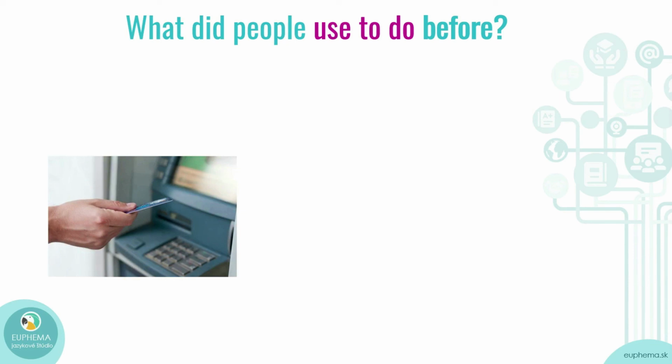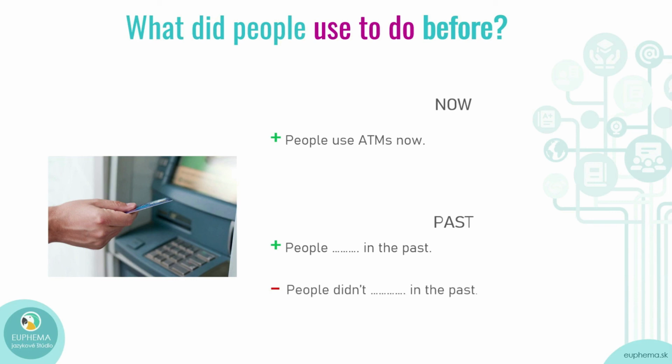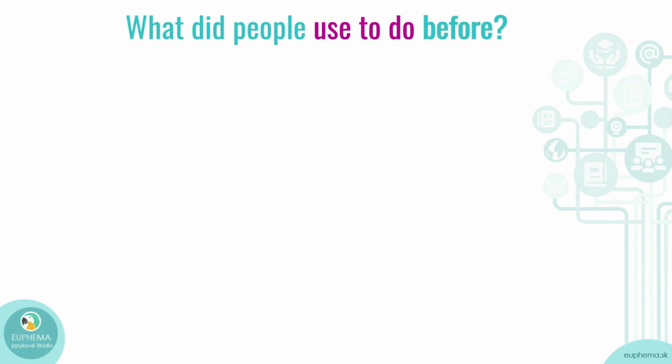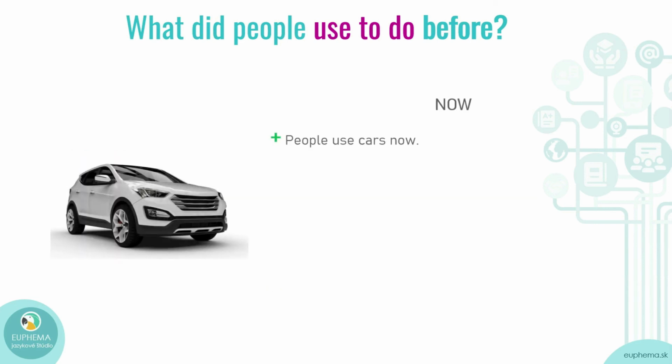This is an ATM. People use ATMs now, but in the past, a negative. People use cell phones now, but in the past. Okay, and the last one. This is a car. So people use cars now, but in the past. Or people didn't travel that often in the past, you can say.